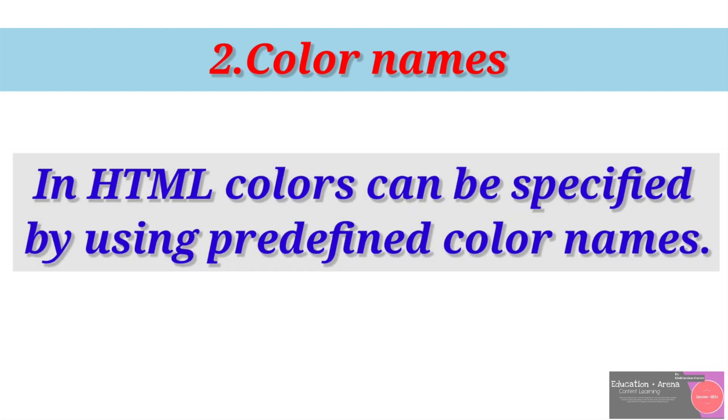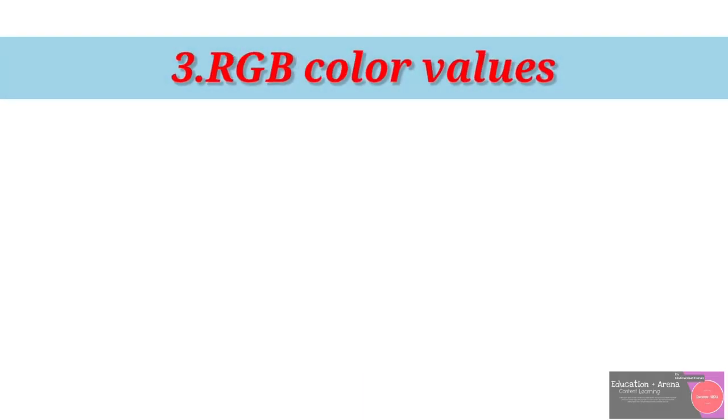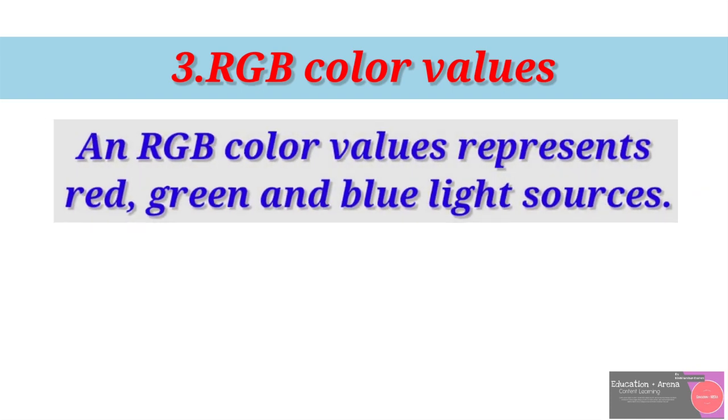Note 2: we have color names, which can be specified by using predefined color names such as tomato, orange, dodger blue, medium sea green, gray, slate blue, violet, light gray. Note 3: we have color values, which represent red, green, and blue light sources.